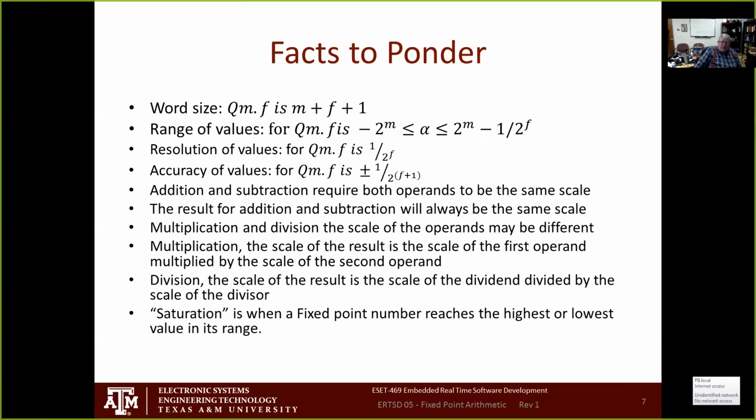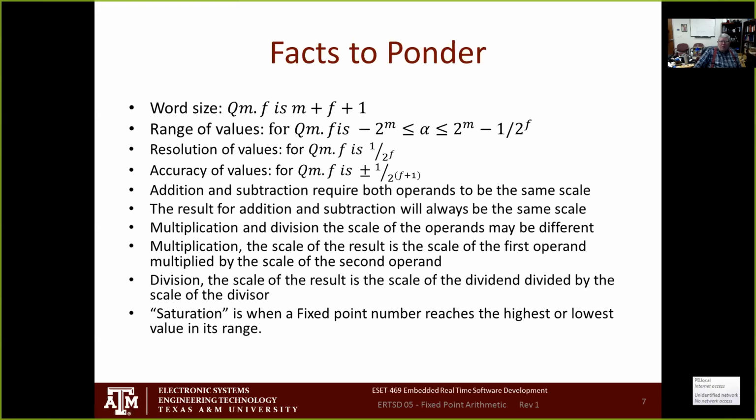Now, what you do need to know about is saturation. And saturation is when that fixed point number reaches its highest or lowest value. And so, much like anything in computers, we have to be aware of the values that we're trying to combine mathematically, because we don't want overflow. Once you get an overflow or you reach saturation, you no longer have something that you can keep track of accurately in math.